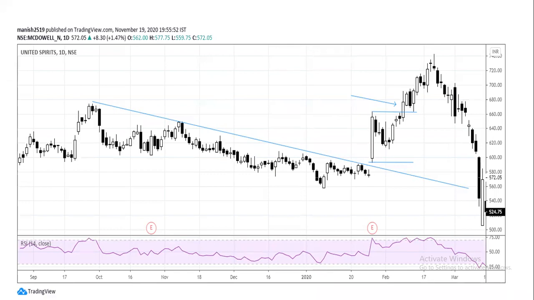Okay, I will repeat this entire slide of McDowell. See, McDowell, you can see this was a beautiful downtrend, and then we got a big breakout. So here I was saying that on the day of breakout, if price is already up by 8 to 10 percent, do not take any trade on that day, because 8 to 10% in one single session is an overextended move for the counter. You can cross check this fact from McDowell.